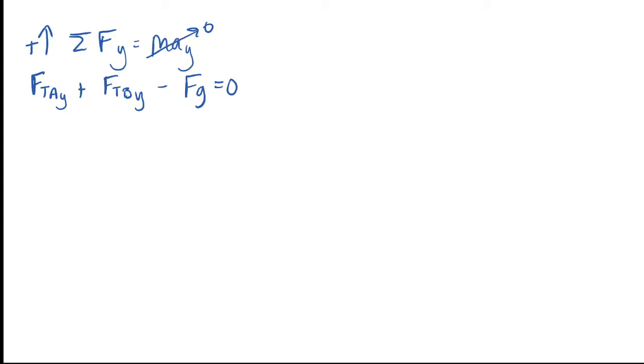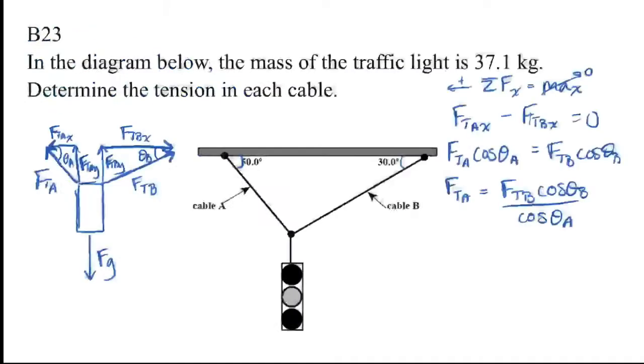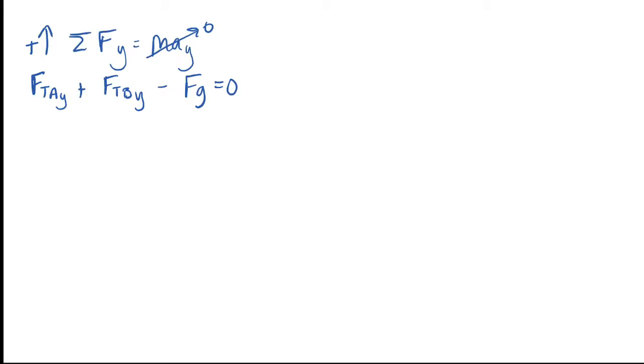So again, I can break the force of tension in the Y direction of A and B down a little bit more. They're both on the opposite sides of the triangle, so I can multiply them by sine of theta. So force of tension of A times sine of theta A plus force of tension of B times sine of theta B. We've got to make sure that we keep those straight. And if I add FG to both sides, it's mg.